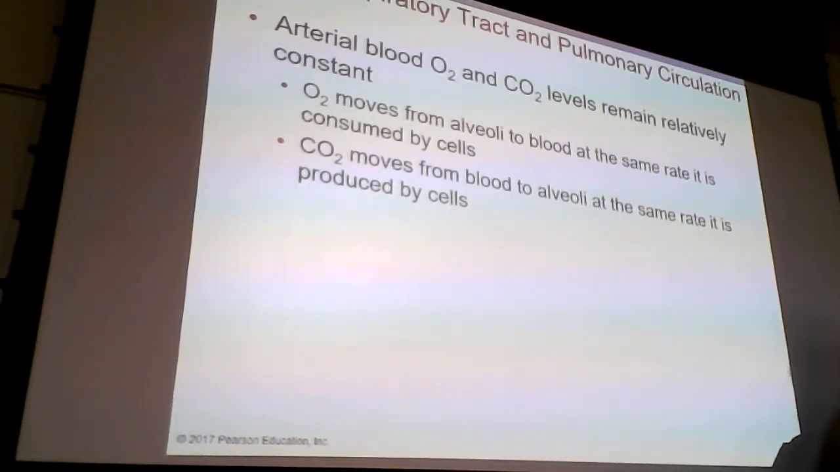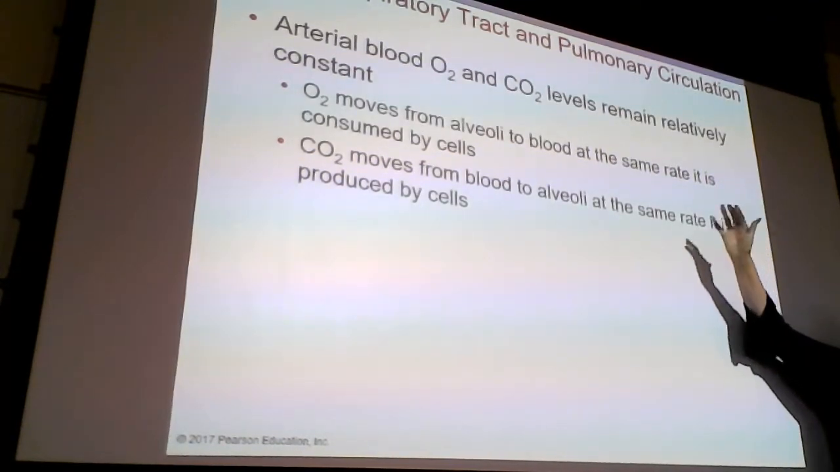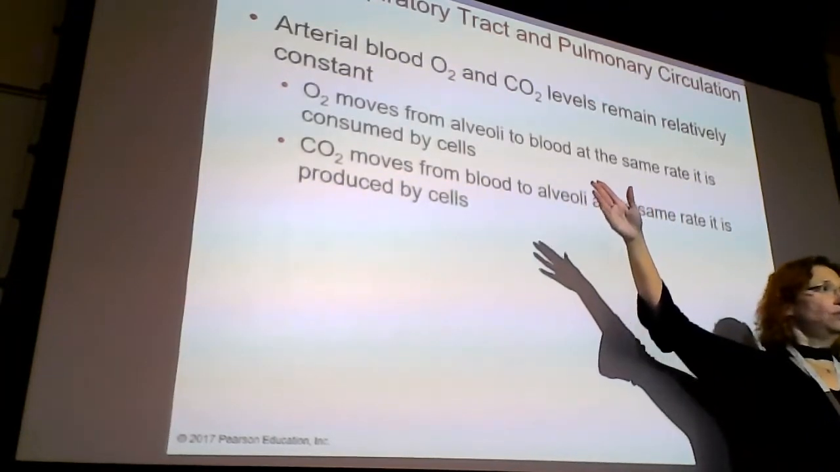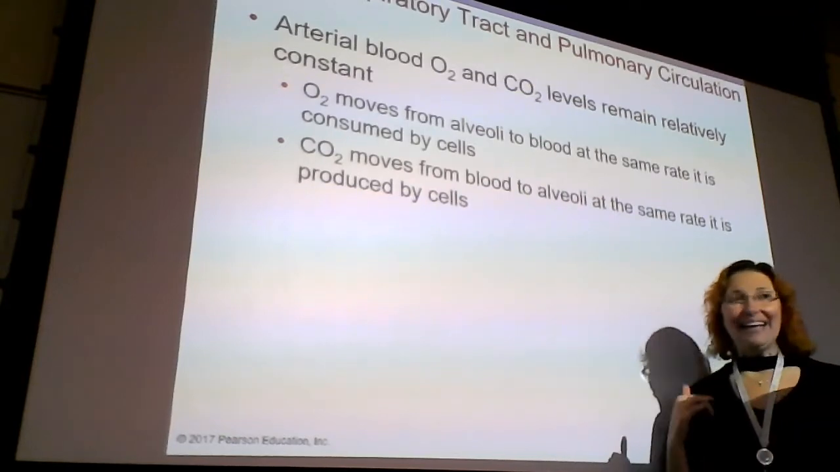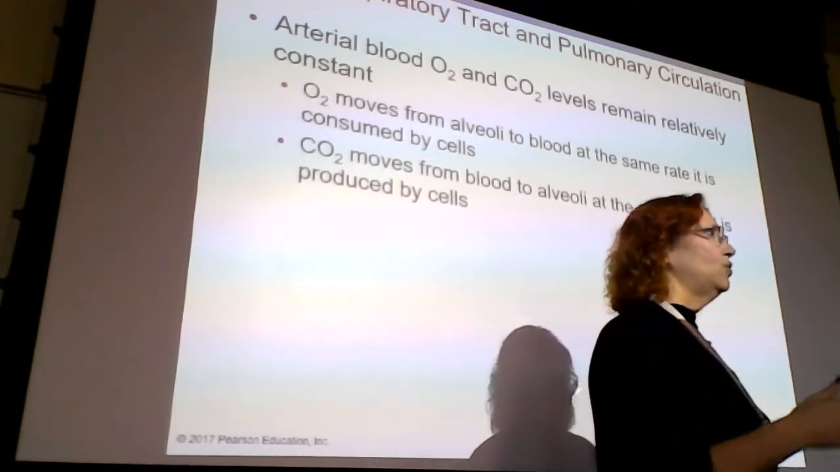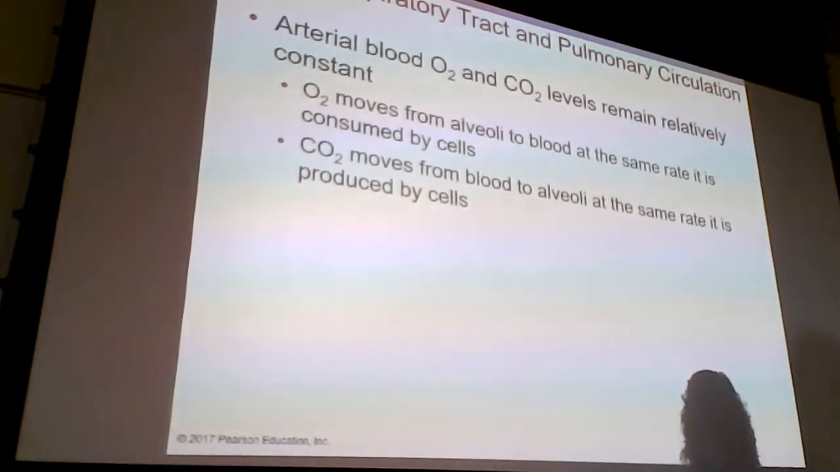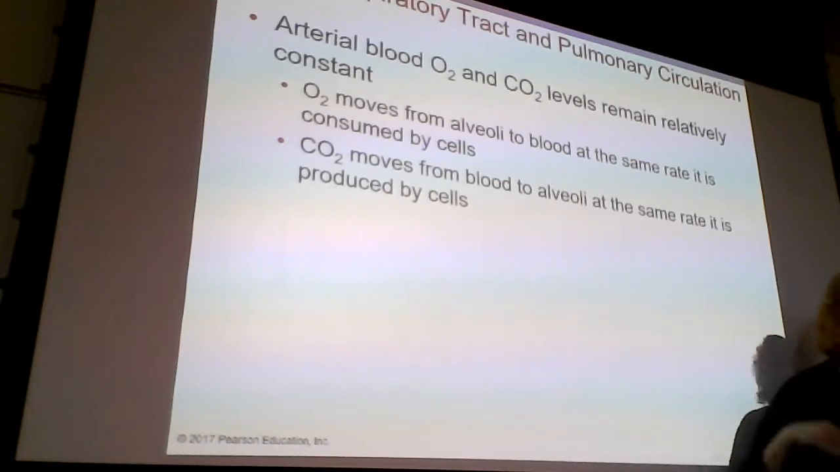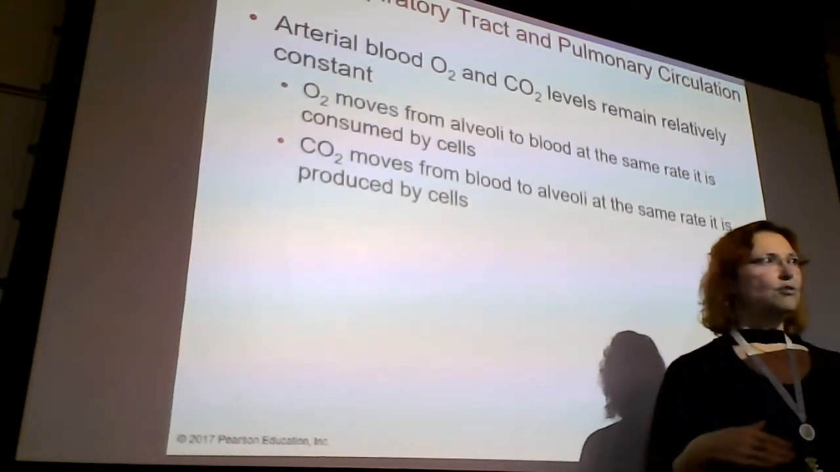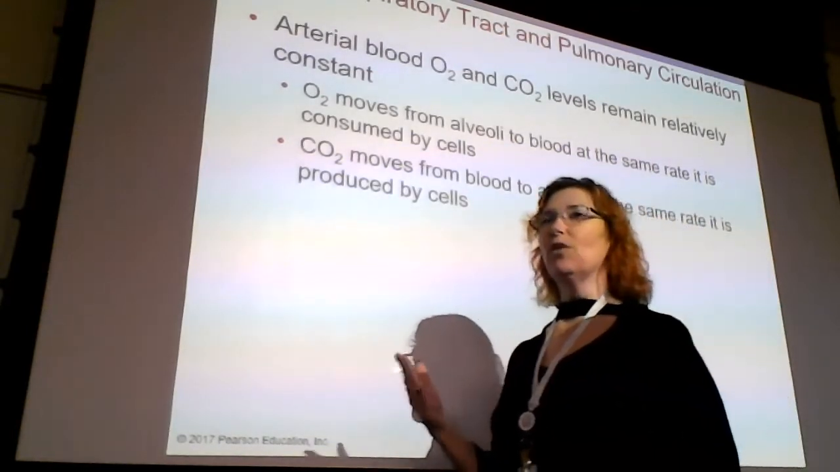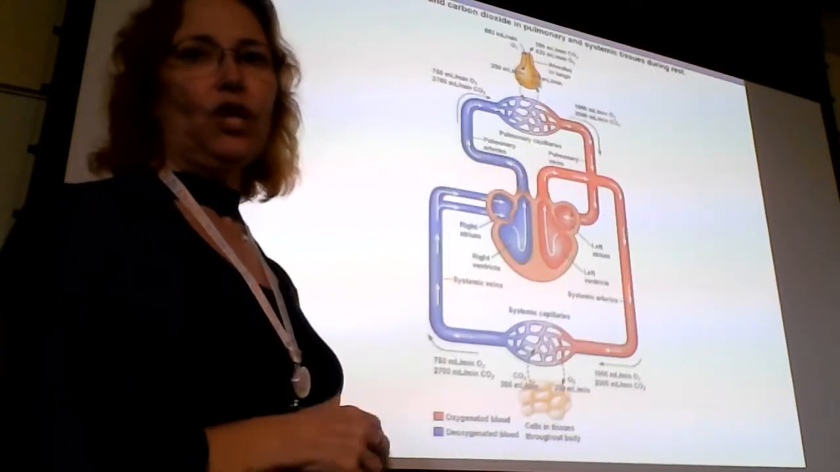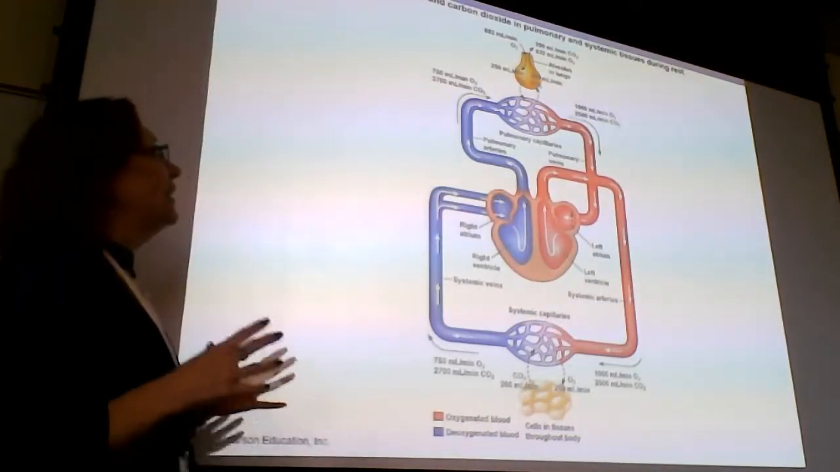And we said that if things are normal, the amount of O2 that is brought into our bodies is going to be the same amount of O2 that is used by our tissues, and the amount of CO2 that is released from our tissues is the amount of CO2 that is released from the alveoli, and that gets us at a homeostatic balance.